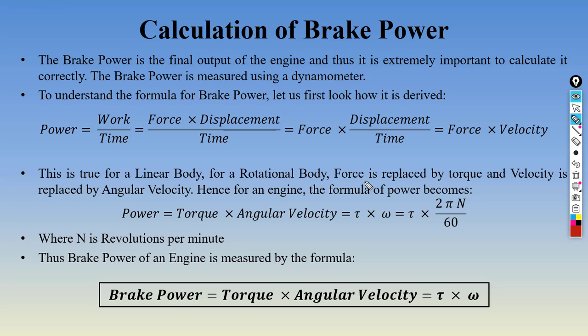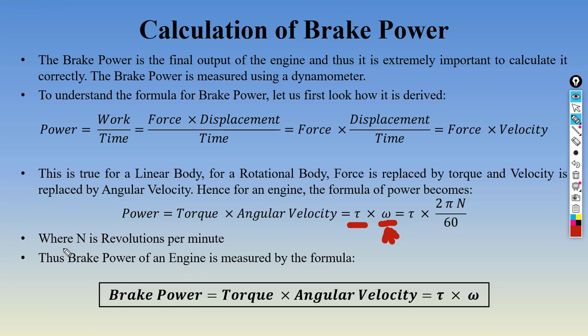So what is the rotational equivalent of force? Torque. And what is the rotational equivalent of velocity? Angular velocity. So the formula of power is torque into angular velocity. Always remember, power is torque into omega, torque into angular velocity. And what is the definition of angular velocity? Omega is 2 pi n upon 60.